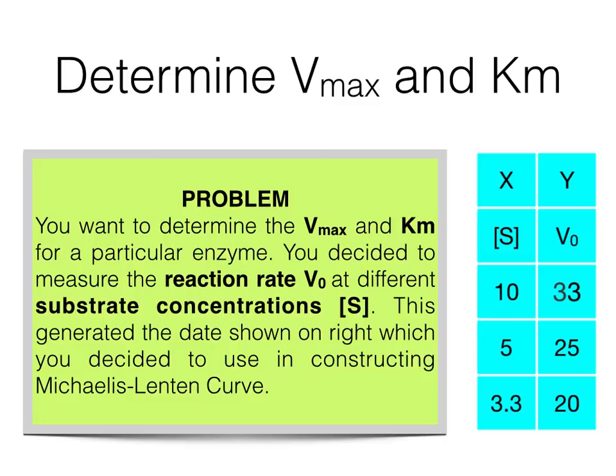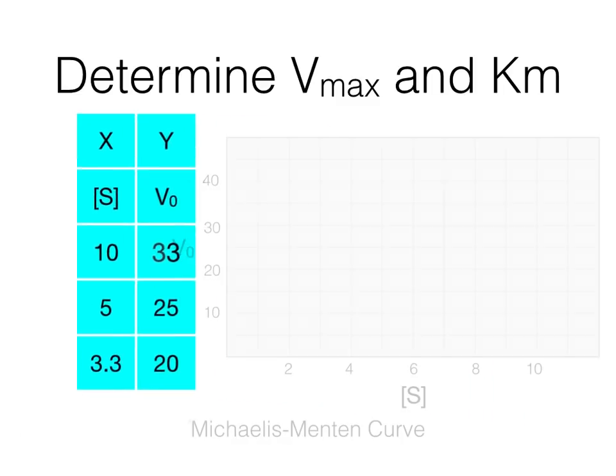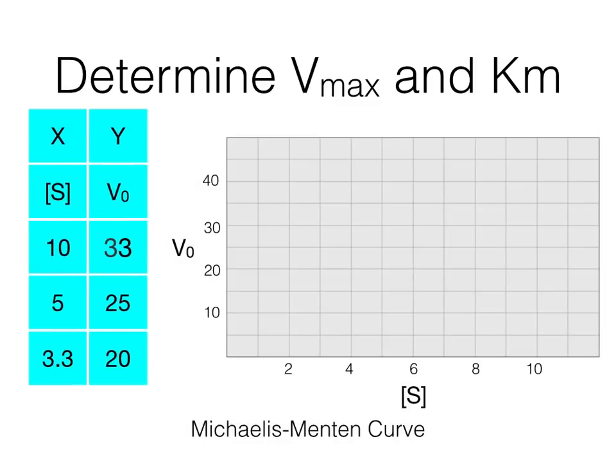So if we're going to plot this now, substrate concentration versus reaction velocity, this would be our result. And the line that fits this is a hyperbolic curve. So this is called the Michaelis-Menten curve. So what is our Vmax now? Now it seems like somewhere around 35 is our Vmax.